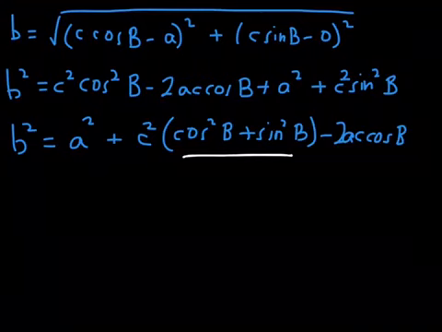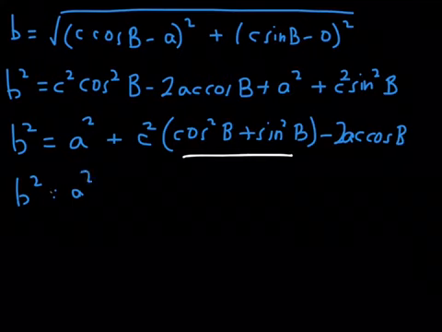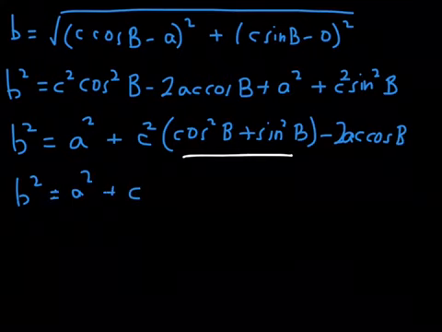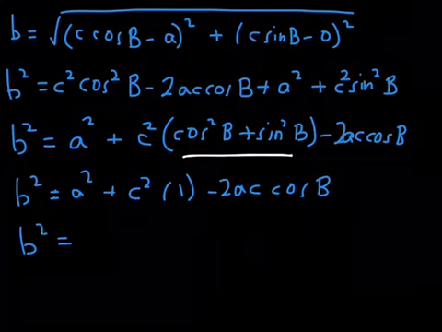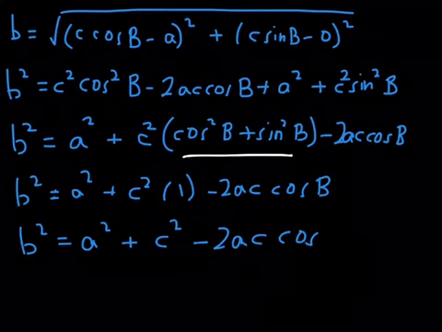So that simplifies this to b squared is equal to a squared plus c squared times 1 minus 2 times ac cosine b. So to simplify this just a little bit further, b squared is equal to a squared plus c squared minus 2ac times cosine of angle b.